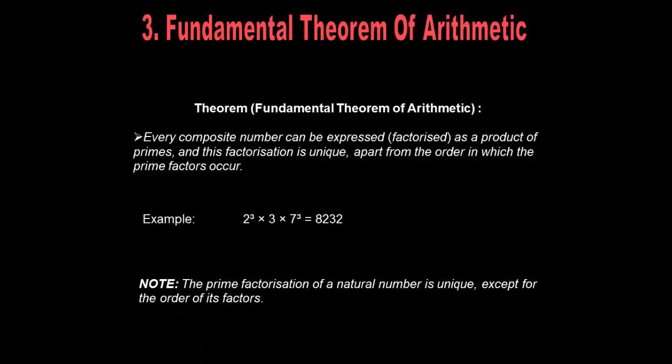Now let us take an example. 2 raised to power 3 into 3 into 7 raised to power 3. This gives us 8232. So 8232 is our composite number, and this is factorized by the prime numbers, which is a unique factorization. And mind you, the order will not matter. If we are multiplying 3 before 2 or after 7, it will not matter. So the order is immaterial.